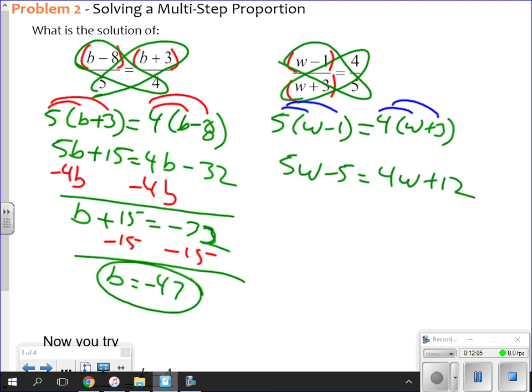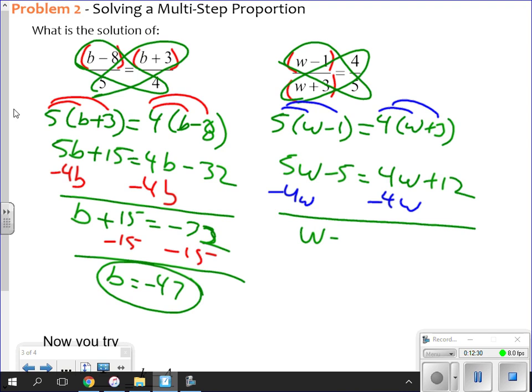You should have 5w minus 5 equals 4w plus 12. What's my next step? Subtract 4w from both sides. Okay, 5 minus 4 is? How many w's do I have?